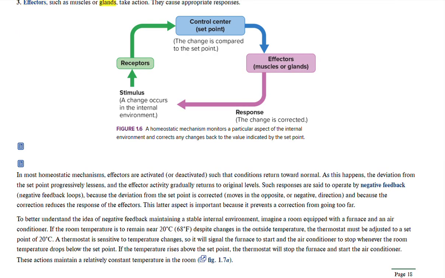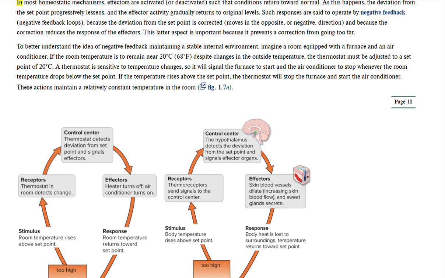Effectors, such as muscles or glands, take action. They cause appropriate responses. In most homeostatic mechanisms, effectors are activated, or deactivated, such that conditions return toward normal. As this happens, the deviation from the set point progressively lessens, and the effector activity gradually returns to original levels. Such responses are said to operate by negative feedback loops, because the deviation from the set point is corrected, moves in the opposite, or negative, direction, and because the correction reduces the response of the effectors.